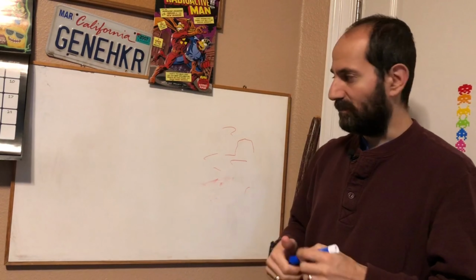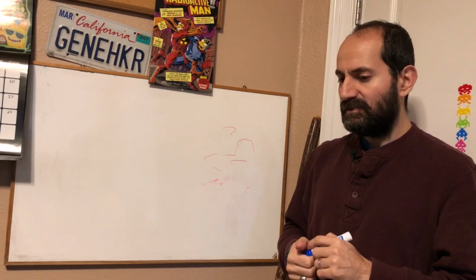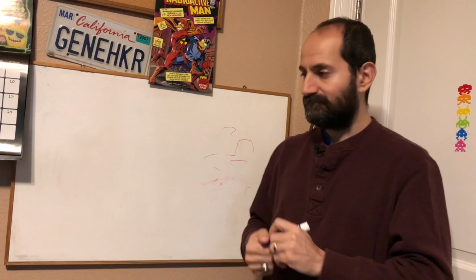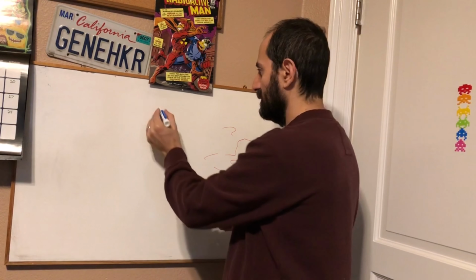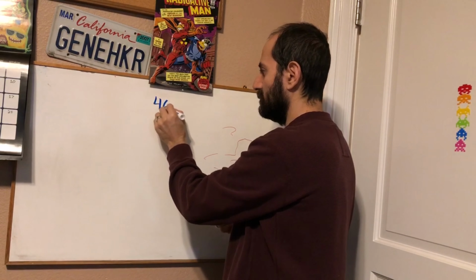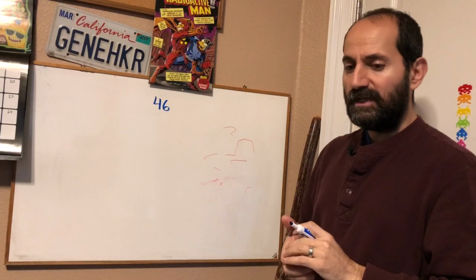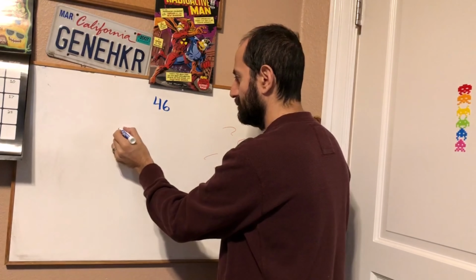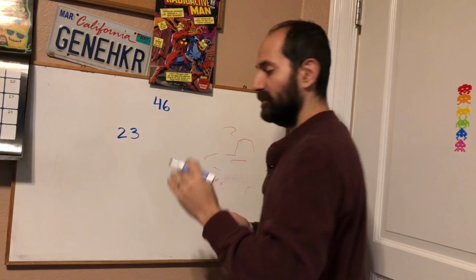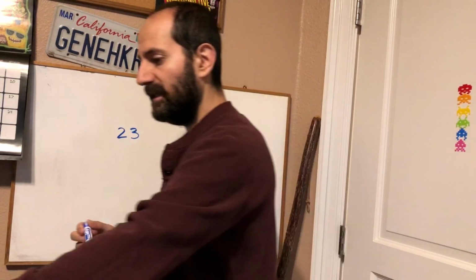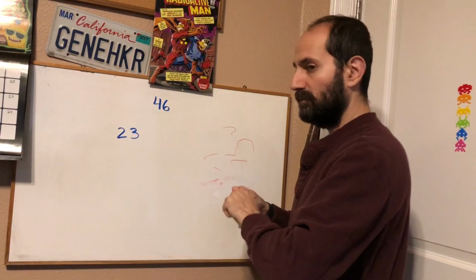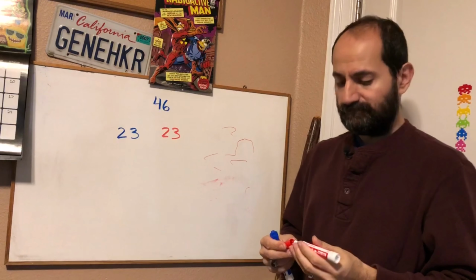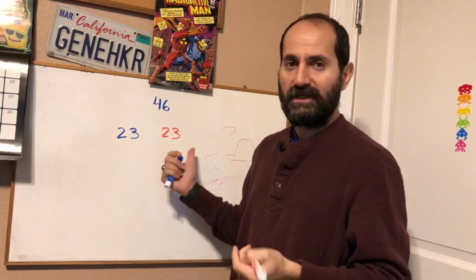What are homologous chromosomes? As you know, humans have 46 total chromosomes, right? Humans have 46 chromosomes total. But you inherited 23 of those from your dad, and you inherited 23 from your mom. All right, I'm going to use blue for dad, red for mom.